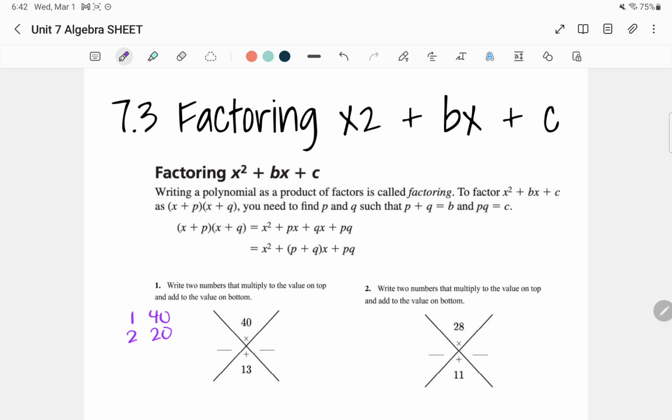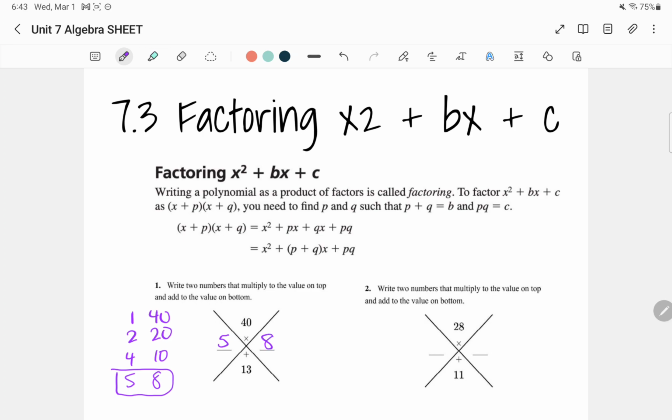You can't divide it by 3. That would be 4 and 10. See, I'm just going to go through my numbers. 1, 2, 3, 4, 5. 5 and 8. And then we can stop there because look at that. 1 and 40 add up to 41. 2 and 20 add up to 22. 4 and 10 add up to 14. And 5 and 8 add up to 13. So our two numbers are going to be 5 and 8.